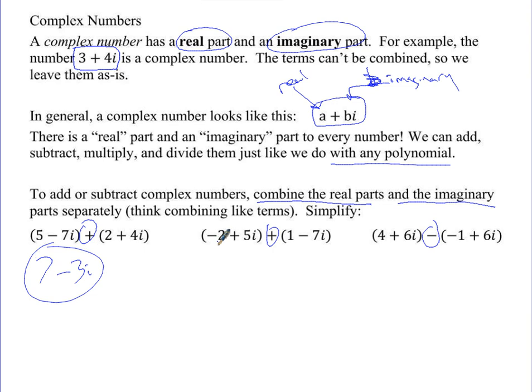For this one, we have the real parts combined. Negative 2 plus 1 gives me negative 1. Then we have 5i plus negative 7i, which gives me negative 2i. That's your answer.